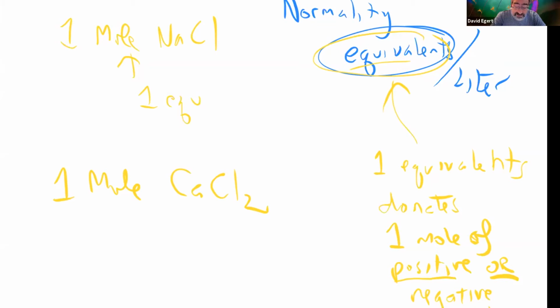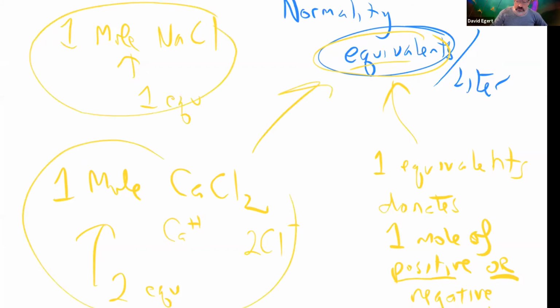I'm sorry, 2 positive and 2 negative. Right. Remember, because calcium is 2 plus and then 2 Cl minuses. So this would actually be 2 equivalents because it's adding either 2 moles of positive charge, or you could look at it as 2 moles of negative charge. So that's what equivalents are. Equivalents per liter is normality.